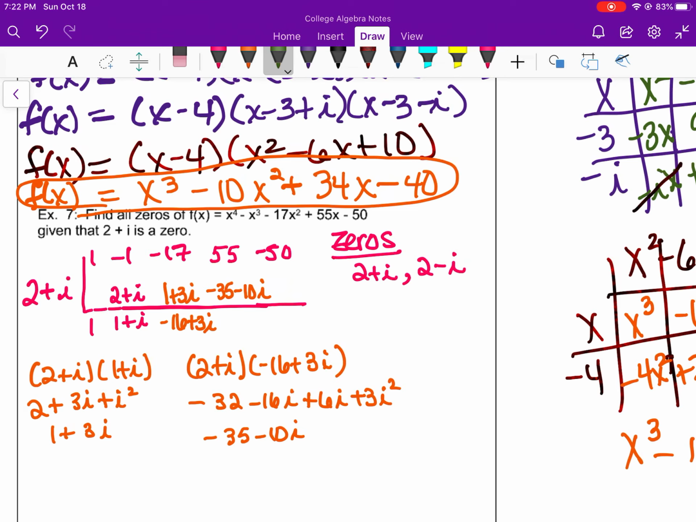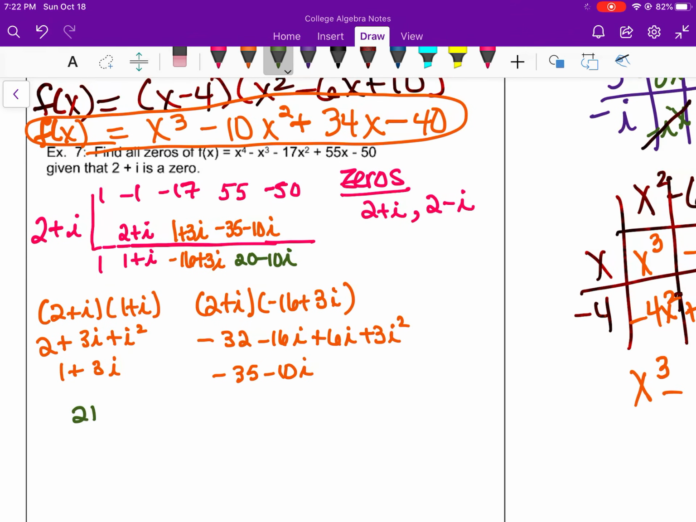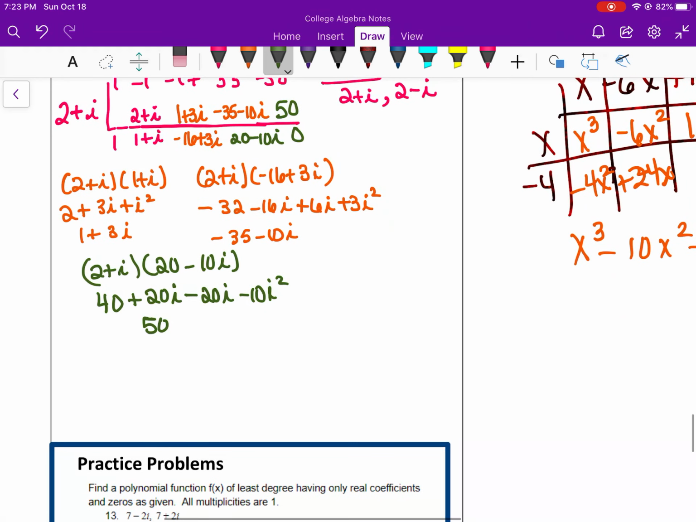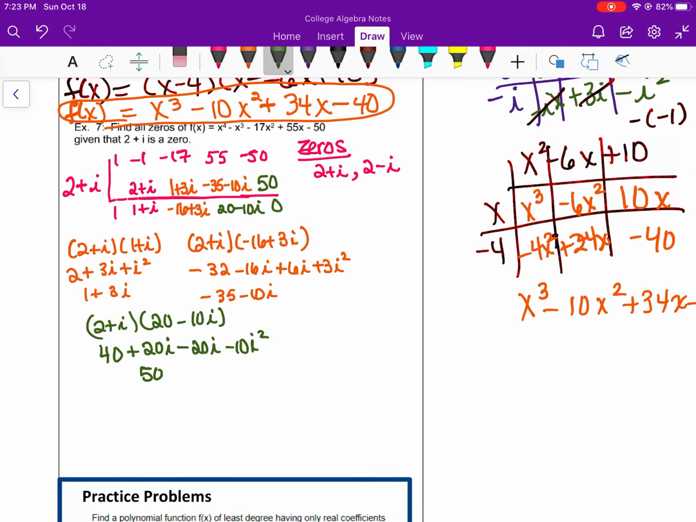Let me switch colors here, and that will give me 20 minus 10i, and I'm going to take that times 2 plus i. Now we should be getting a remainder of 0 because 2 plus i was a 0, so we know the remainder has to be 0, and that's coming out just fine. Okay, so now what we're going to do is we're going to do synthetic division again.